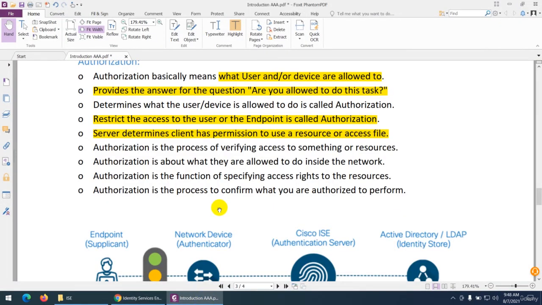So authorization is the process to confirm what you are authorized to perform in the network. Maybe you are not allowed to access the web server, but an employee is allowed to access the web server. This is called authorization. Maybe a guest is not allowed to access your resources. So this is authorization, what they can do inside the network.